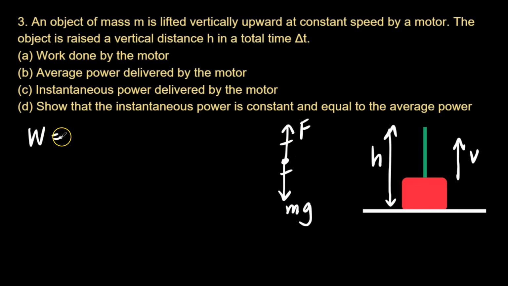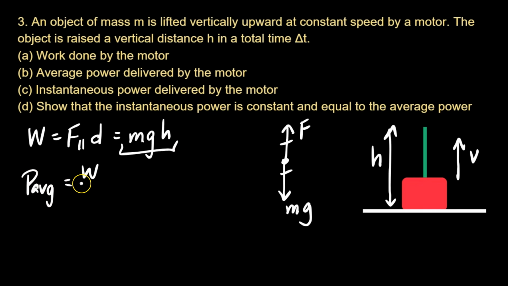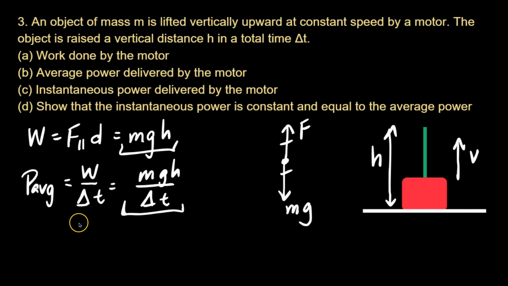So the force pulling it up is equal to the weight of the block, which is mg. To calculate the work, we can take the force parallel times the displacement. And the force parallel here is mg, and the displacement is the height. So the work done by the motor is mgh. Next, we're going to calculate the average power. To find the average power, we use average power equal to the work divided by the time interval. The work, which we just calculated, is mgh, so the average power is equal to mgh divided by the time interval.